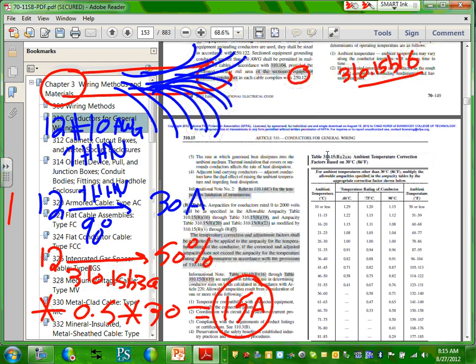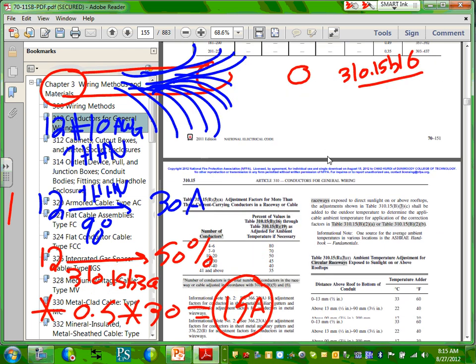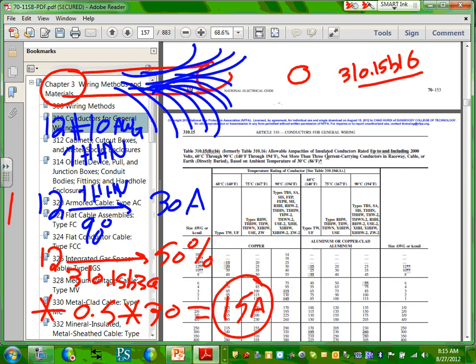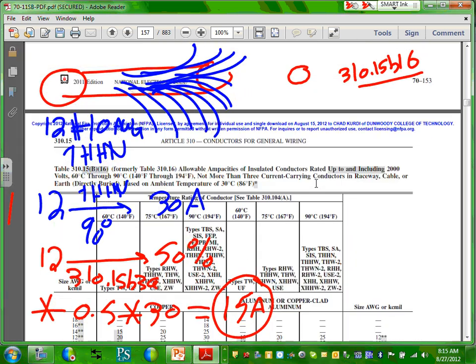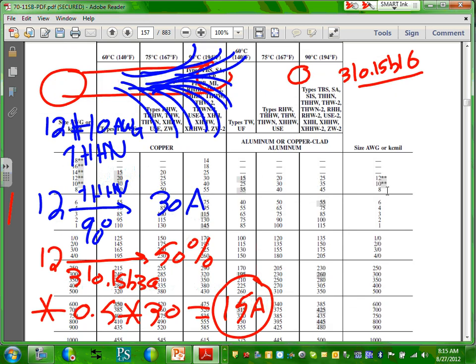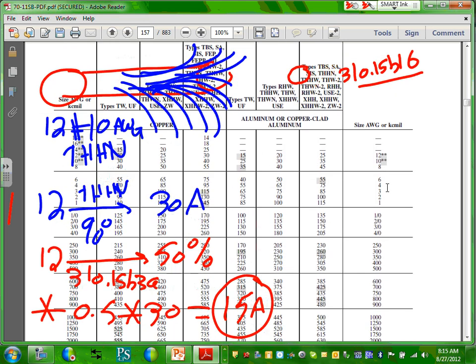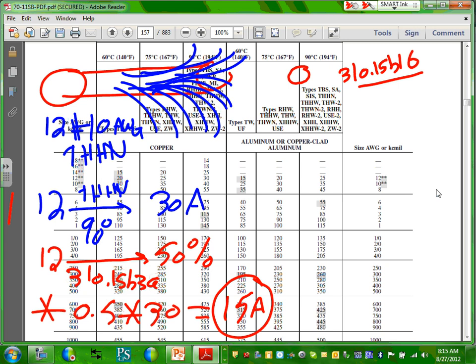15 amps. All right, before we leave this calculation, here's my calculation. I came up with 15 amps. How did you get the 30 amp? The 30 amps here, number 12 under the 90-degree column, gives you what? I thought we were using number 10 AWG. Was it number 10 that we did? Yeah, it's written right there. Oh, man. Okay, I'm sorry.